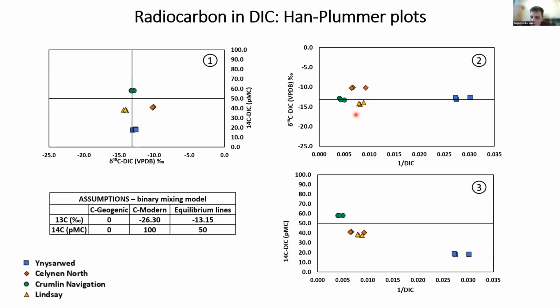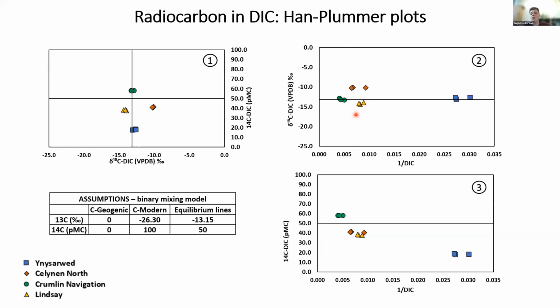So here I'm showing the result of the radiocarbon content in the DIC and the carbon-13 in the DIC, plotted against each other, and as well plotted against the inverse concentration of this dissolved inorganic carbon. The lines that we see in those graphs are there to give us an idea about what would be the idealized binary mixing model between a geogenic source and a modern source, because those two sources have a very different fingerprint, both in carbon-13 and in radiocarbon.